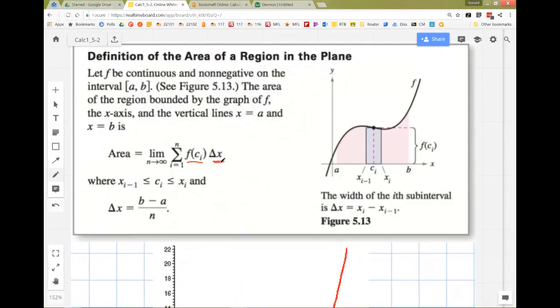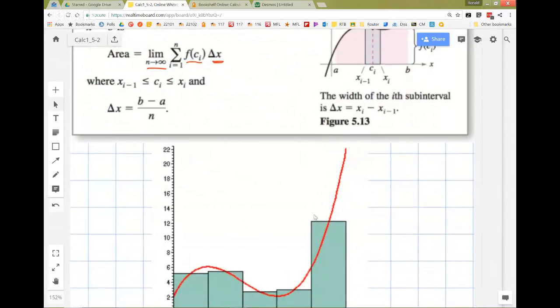Here's the width, delta x just being the width of the bar. And if we take the height times the width and add them all up, we've got the areas of those rectangles. But now look at this. How about if we take the limit as n approaches infinity? In other words, how about if we made an infinite number of boxes? And then, of course, we're getting really close. And if we take the limit, of course.